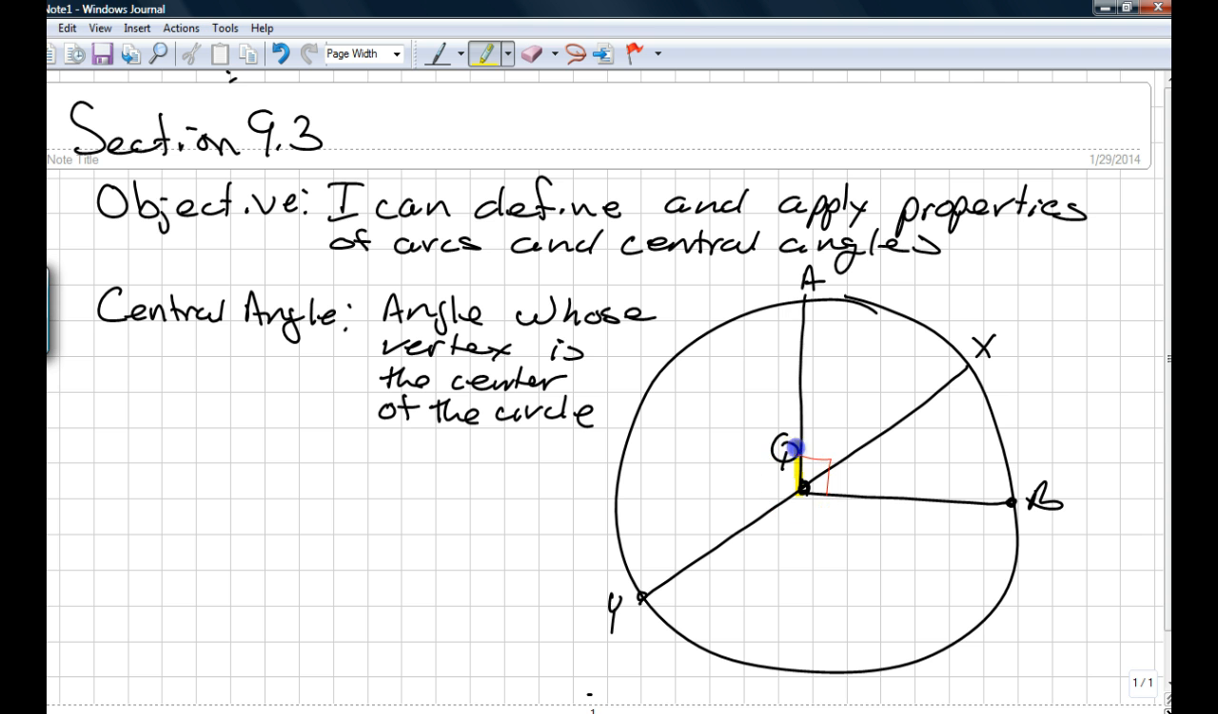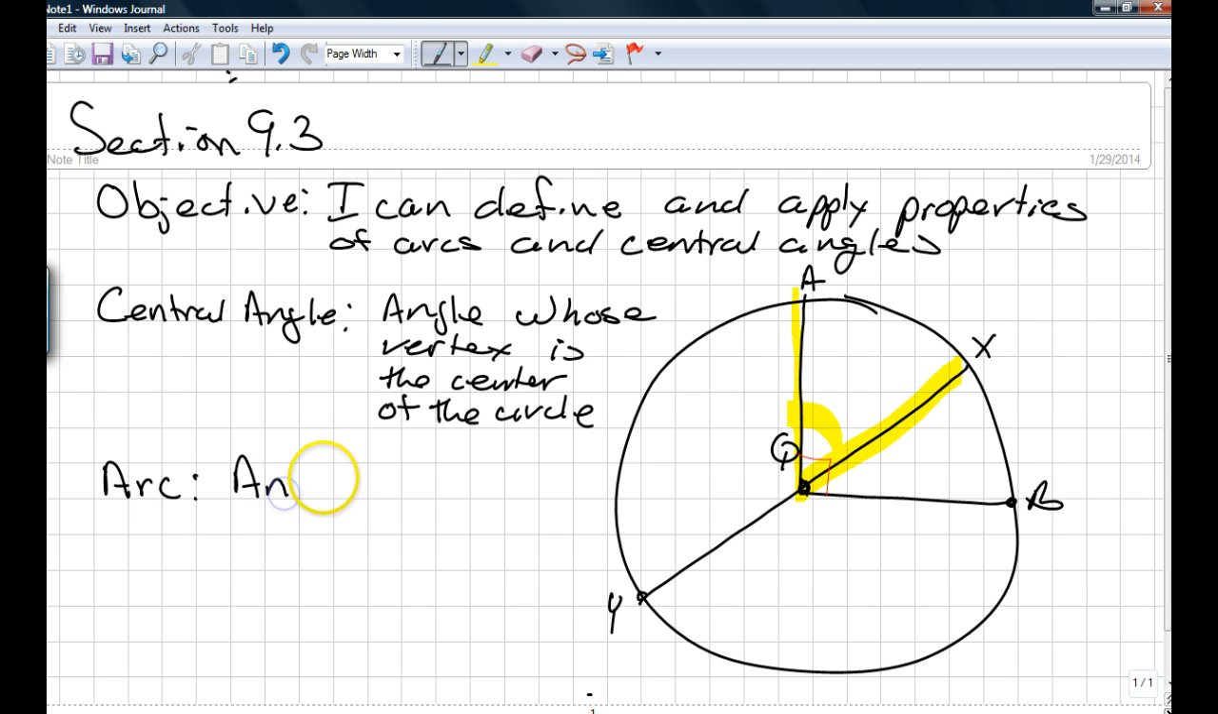So I have this radius and this radius. So angle AQX would be a central angle. Okay? So would angle AQB. So would angle BQY. Those would all be central angles because they have their vertex at the center of the circle. Okay? And then we have what's called an arc.